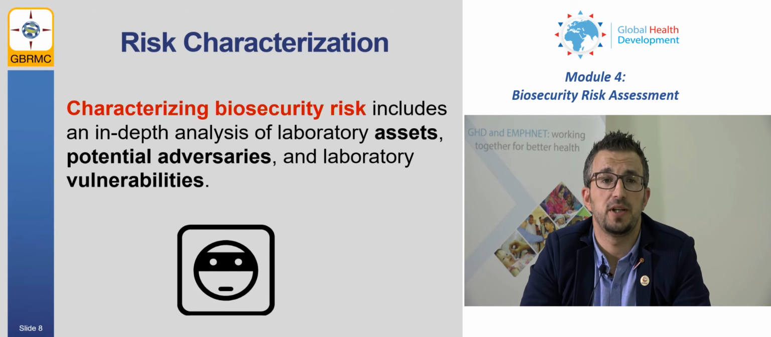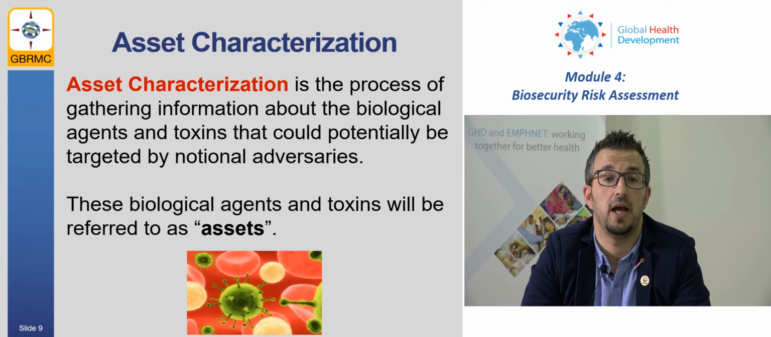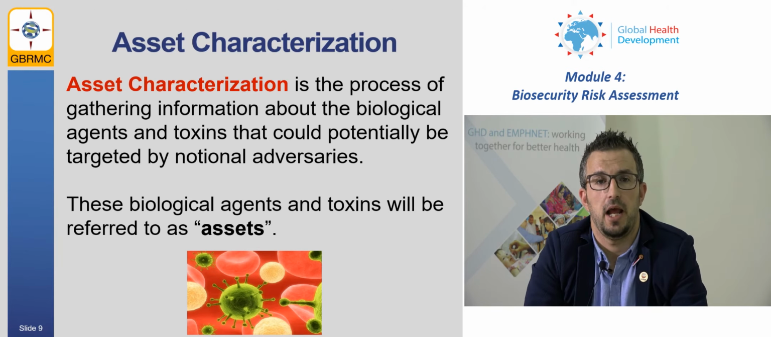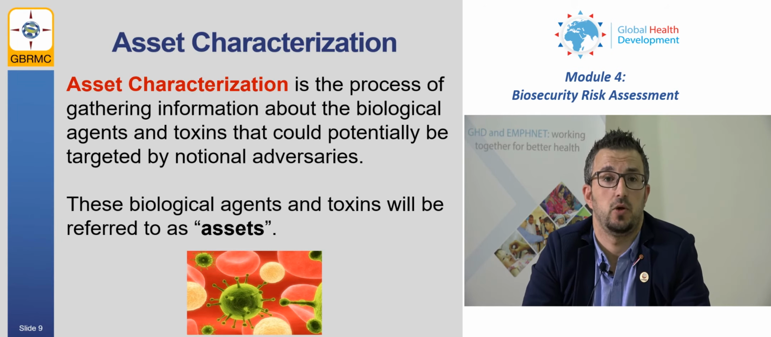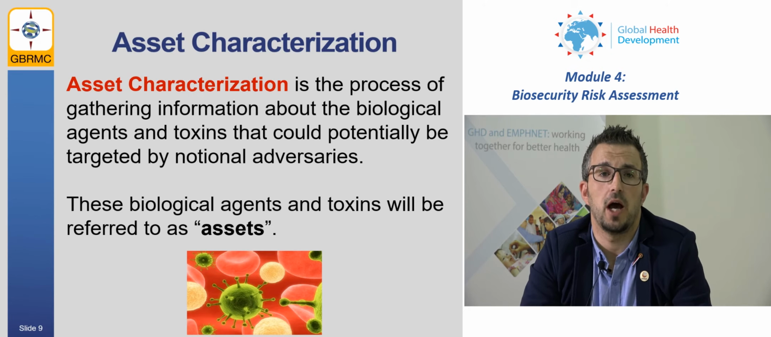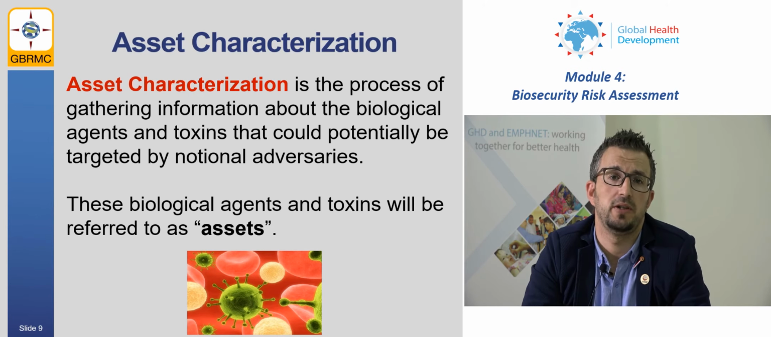When we talk about risk characterization, we will talk about three major components: assets, vulnerability, and our adversary. The first part is assets. It is very important to gather all the information about all the biological material and toxins in our institution, where the toxin is located, and who is responsible for this material. Now when we talk about biological material, we should call it the assets.